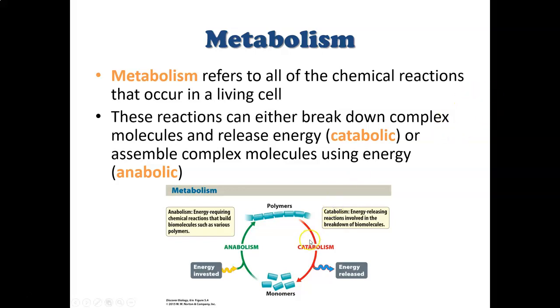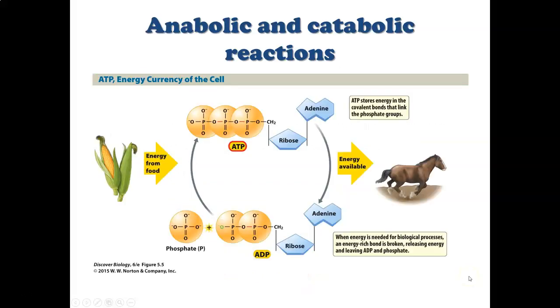So here we have monomers being converted to polymers. The polymers are a more complex form. So the conversion of the monomers to the polymers is going to be the anabolic reaction, and that's going to require energy because this is more energetic than the pieces. Breaking them down is called catabolism, and energy will be released.